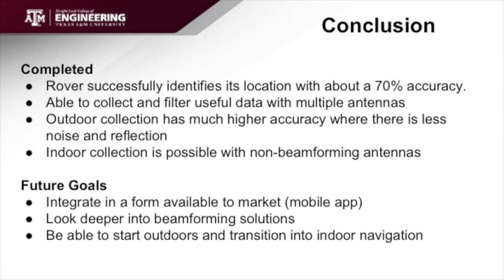In the end, we were able to get the rover to successfully identify its location with about 70% accuracy. We were able to collect and filter the useful data using both omnidirectional and patch antennas. The outdoor collection had a much higher accuracy, with less noise and reflection. The indoor collection was possible with non-beamforming antennas, or Huzzah boards.